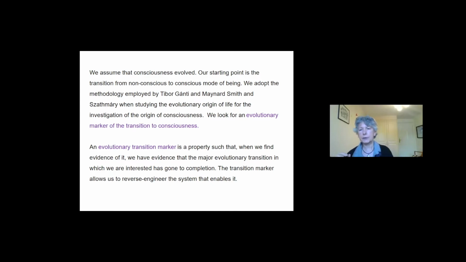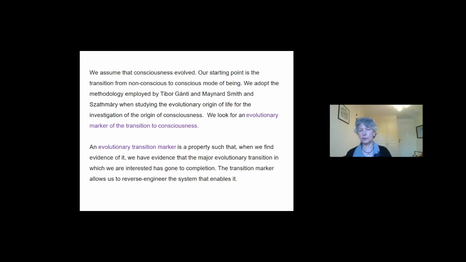The way that we approach the question of how this transition happened is by adopting the methodology employed by a great Hungarian chemist, one of the fathers of systems chemistry, Tibor Gánti, and by Maynard Smith and Szathmáry, who are evolutionary biologists, when they studied the evolutionary origin of life. What we do, and I will explain exactly what this means in the next few slides, is look for something that we call an evolutionary marker of the transition to consciousness.